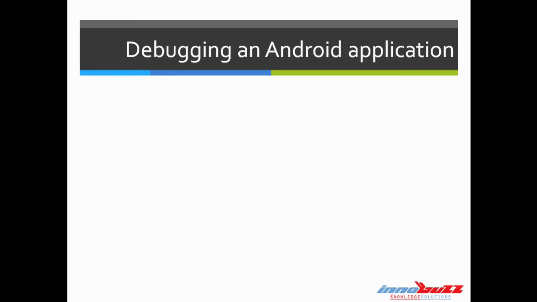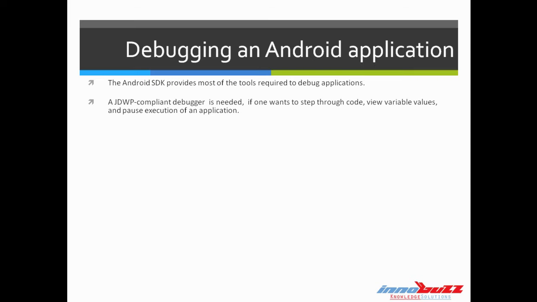Debugging an Android application. The Android SDK provides most of the tools required to debug applications. A JDWP compliant debugger is needed if one wants to step through code, view variables and pause execution of an application. If Eclipse is used, a JDWP compliant debugger is already included and there is no setup required.